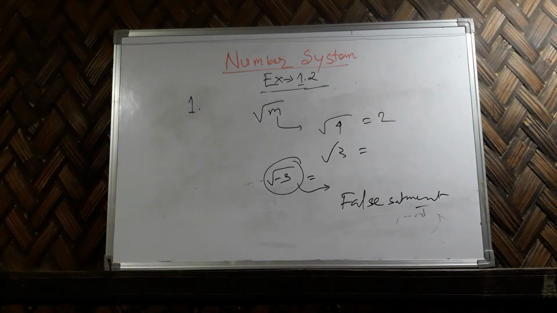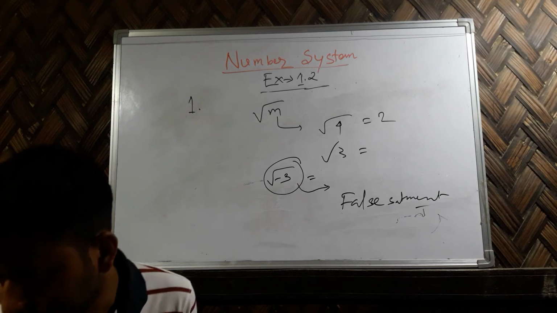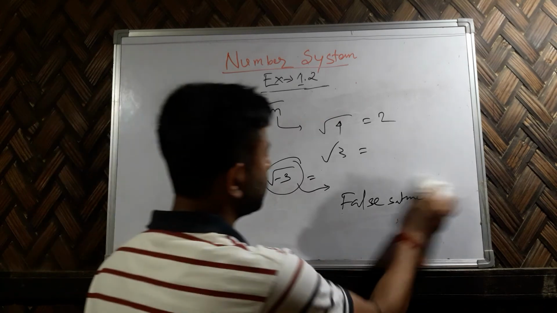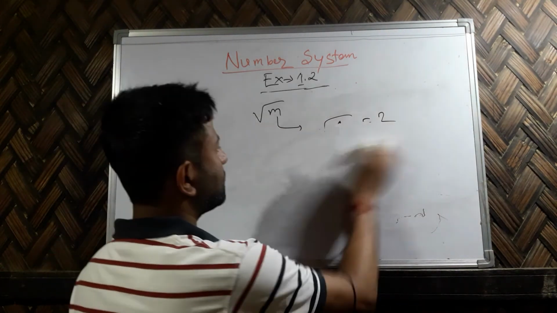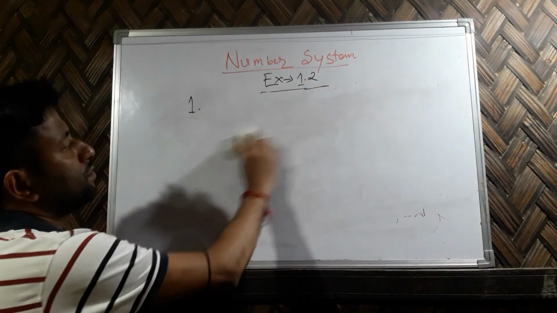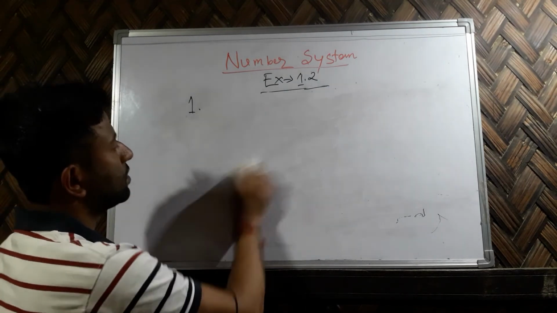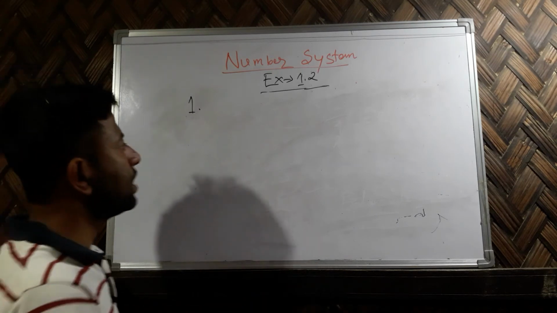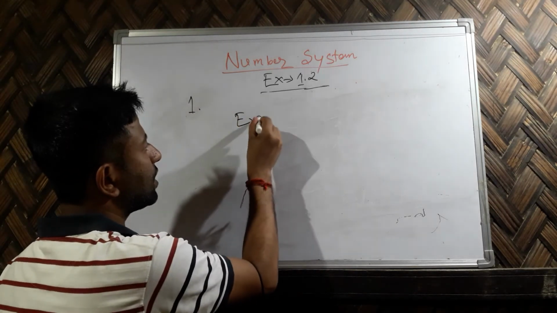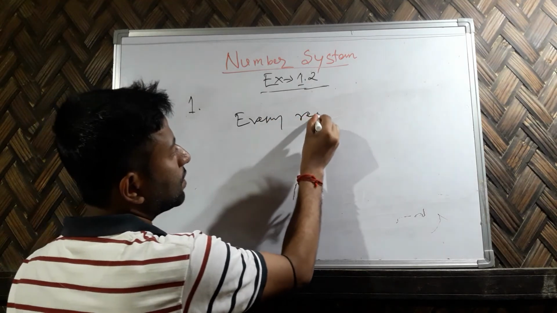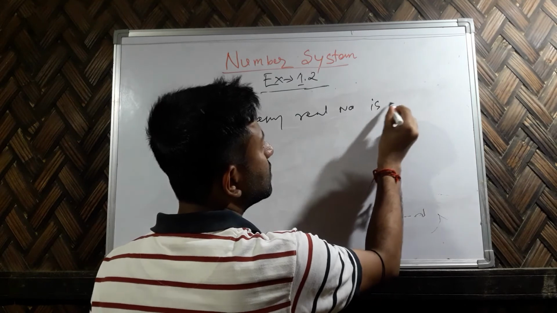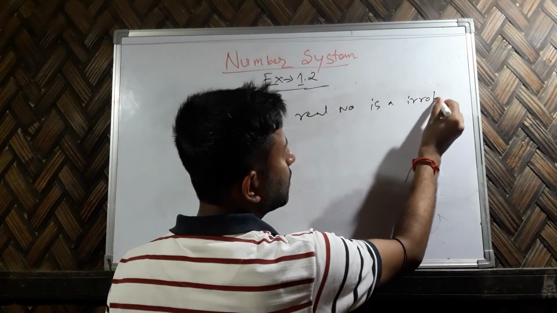Next, third statement: every real number is an irrational number. That's also a false statement. Every real number, they are saying about every real number is an irrational number.